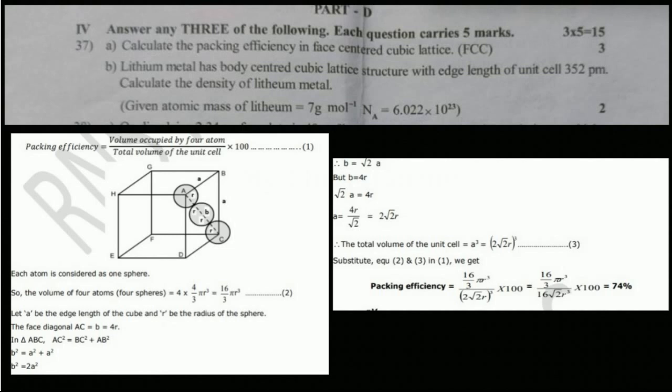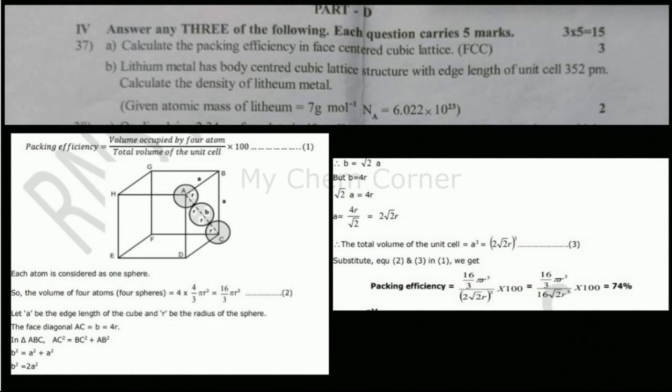Alright, so the next question is from part D. Now in part D, the questions that are asked are from physical chemistry. So here we are supposed to answer any 3 questions. Alright, so this is a 5-mark question where the questions are either divided as 4 plus 2 or 3 plus 2 division.